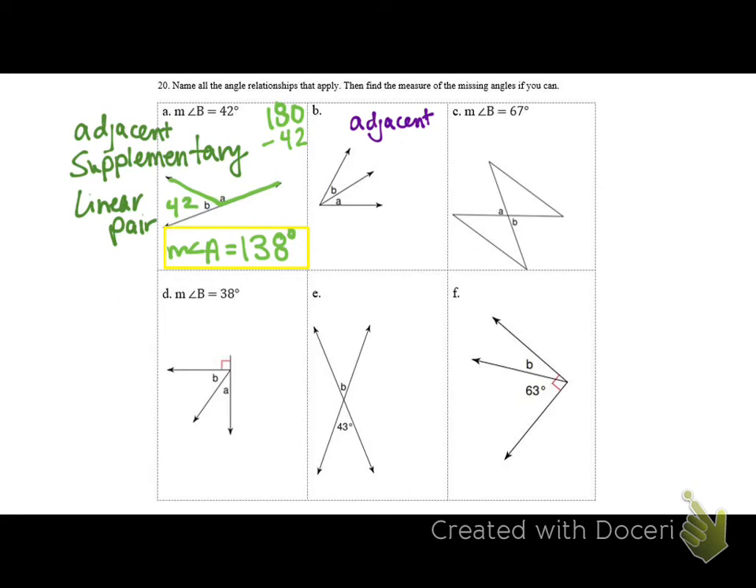Letter C, what relationship does A have with angle B? They are vertical. If they are vertical, what do we know about their measures? Congruent, yeah. So they are vertical and they are congruent. Remember that it's the congruent symbol. So if they're congruent, what's the measure of angle A? 67 degrees.